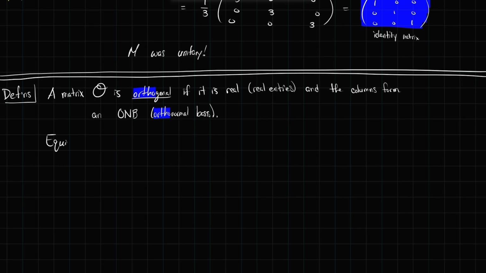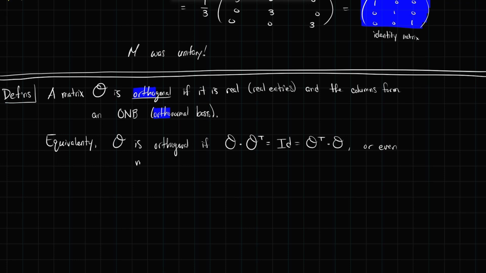Equivalently, O is orthogonal if O times its transpose is the identity, which is equivalently O transpose times O. And even more equivalently, if O transpose equals O inverse, right? These are all kind of saying the same thing.